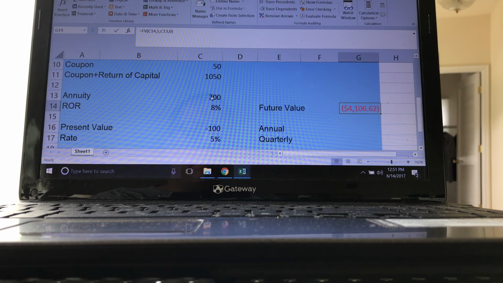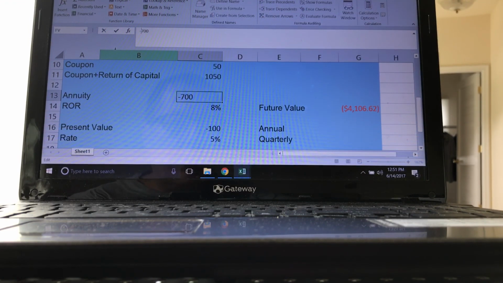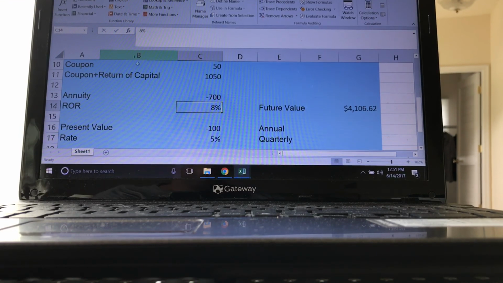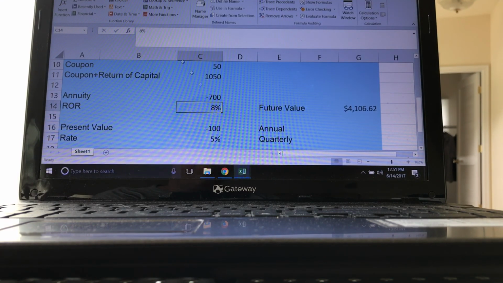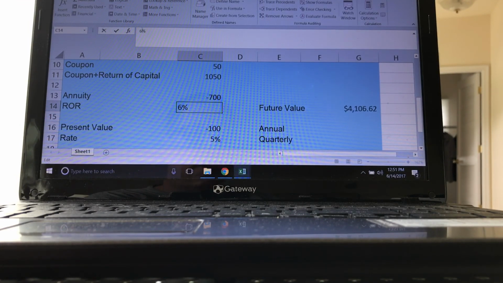But the bottom line is, if I put $700 away, let's say I make that a negative. Notice how the number changes. So if I put $700 away in an account for five years earning 8%, I'm going to come out with that. That's an annuity. That's if I continually save money in a 401k. Let's say I can only earn 6%. I'm running different scenarios. Pension funds do this.